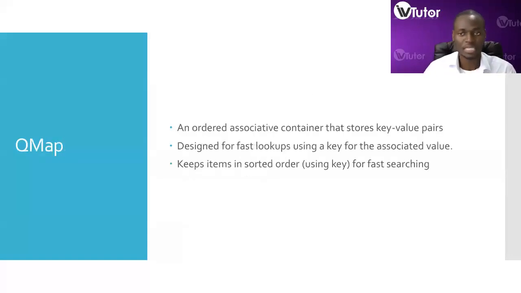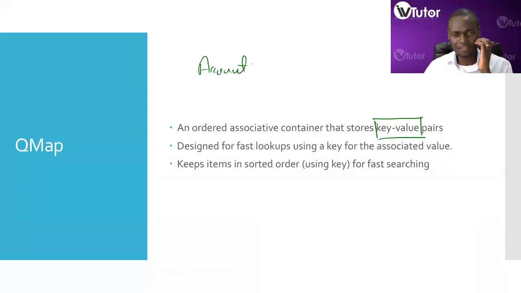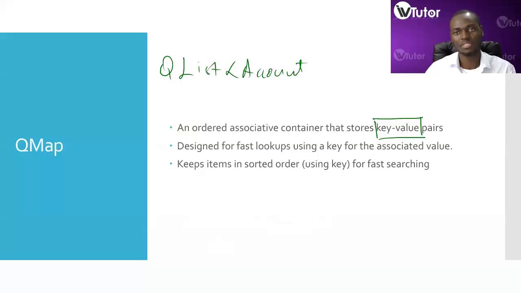And then a QMap is an ordered associative container that stores key value pairs, which means everything that is stored in a QMap is a pair, which is composed of a key and a value. So what happens in a QMap is if you want to store objects of type Account, for instance, because we used a class called Account in our previous classes, you know that if it's a QList, you simply just go QList like this, and then you specify that it's of type Account like that, and then you can put your items inside your list.